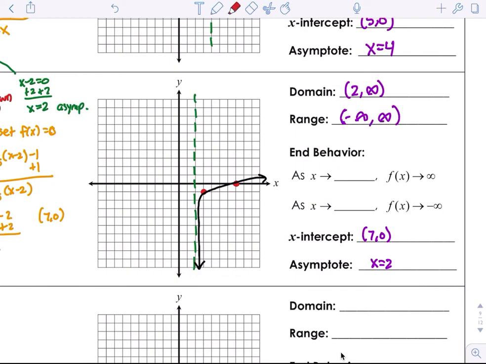All right, and behavior time. Where is f(x) approaching infinity? Right there. And that's when your x is approaching infinity. So infinity. Okay, f(x) approaching negative infinity down here, and this is when x is approaching the vertical asymptote from the right hand side. So x is approaching 2 from the right hand side.